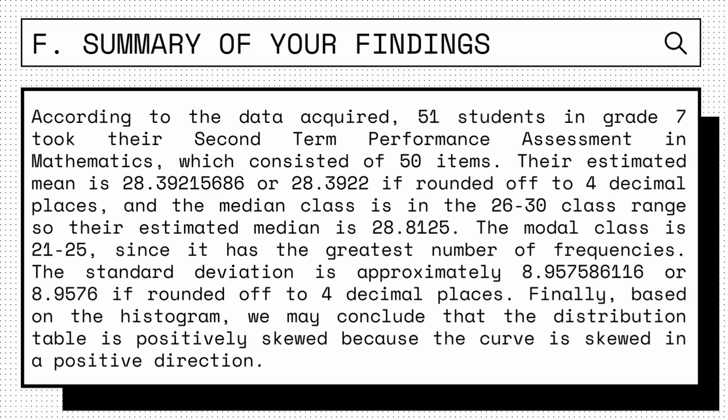Finally, based on the histogram, we may conclude that the distribution table is positively skewed because the curve is skewed in a positive direction. And that is all for our discussion.